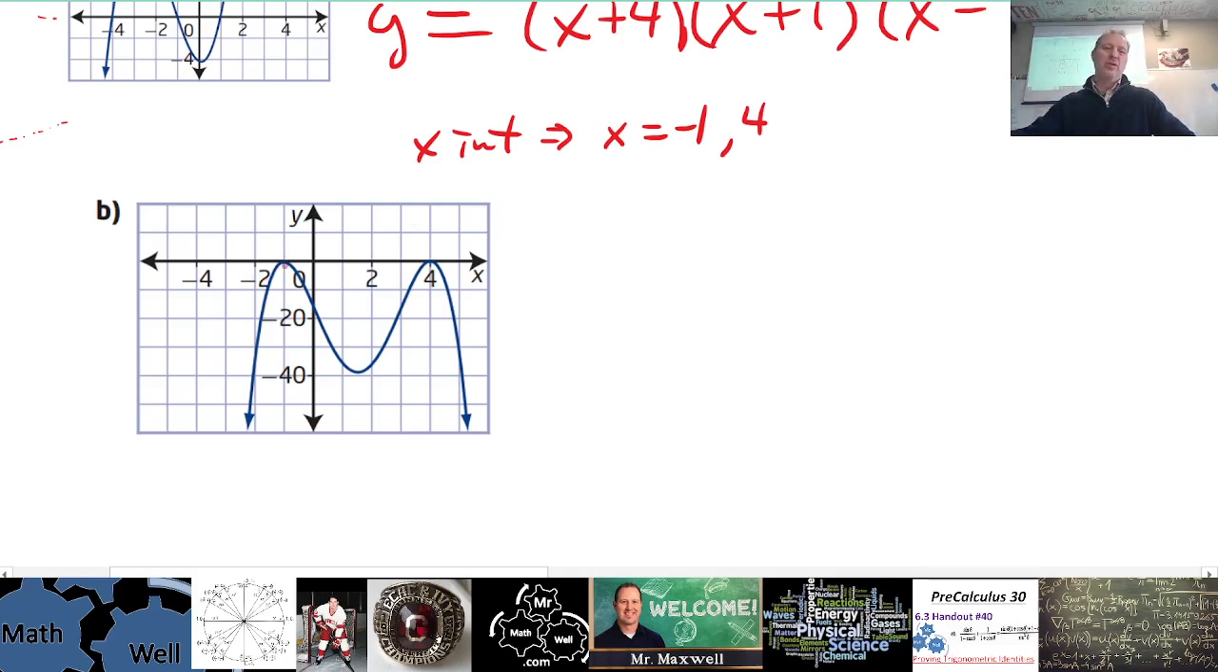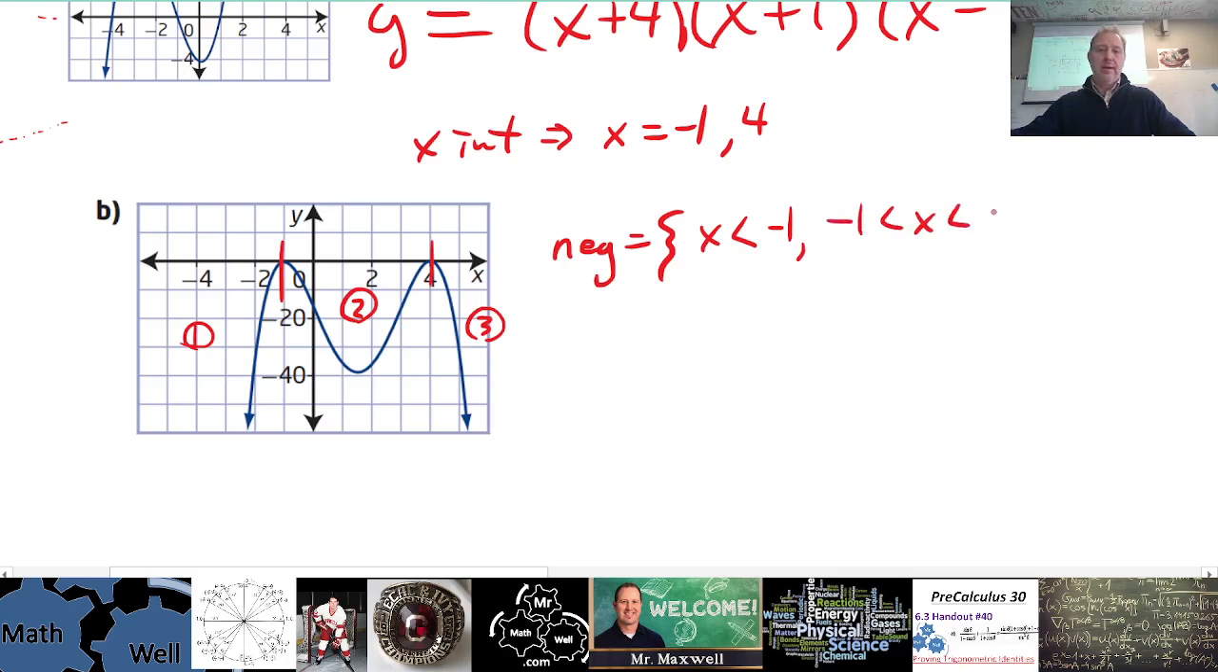So you shouldn't really include the 0, which means that you should split this up into 3 separate sections. 1 section over here, 2 sections here, 3 sections over here. So it's negative, and this is the way you should do this: x less than -1, x is between -1 and 4, and x greater than 4.